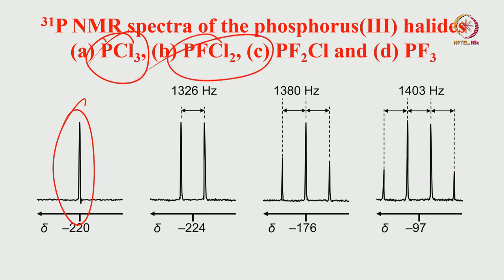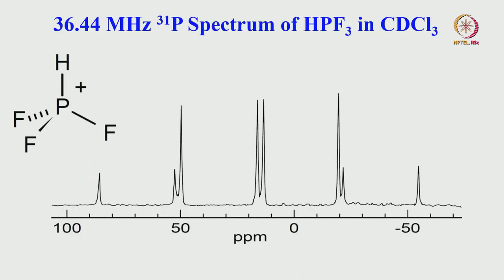PFCl2 gives a doublet, two peaks. PF2Cl, because two fluorines are chemically equivalent, gives a triplet. PF3, see, slowly you are removing one chlorine and adding one fluorine. PF3, three fluorines are chemically equivalent, makes this phosphorus a quartet, four lines of intensity 1331, a quartet, okay.